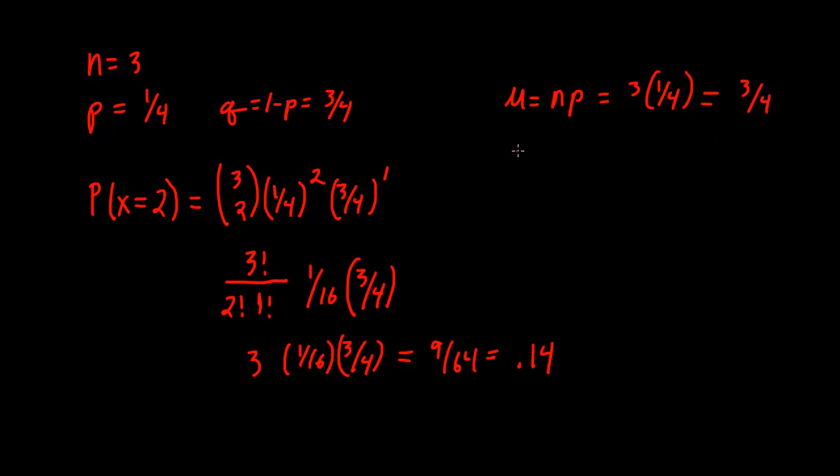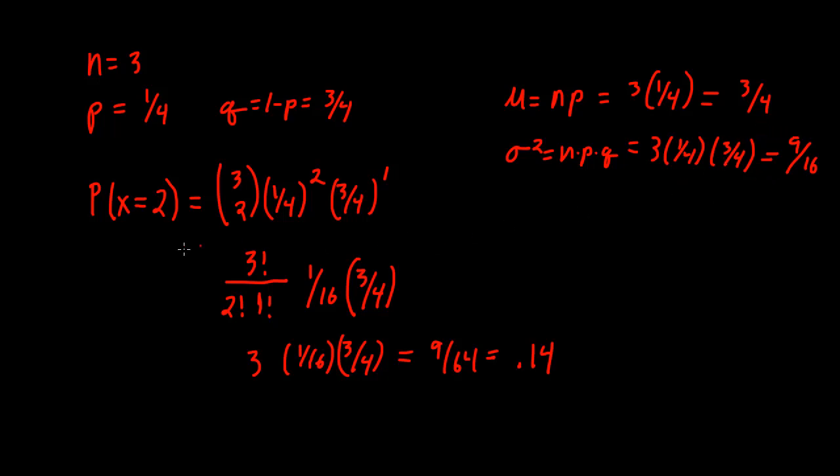Let's also quickly calculate the variance for that. So we have sigma squared is just equal to n times p times q, which is 3 times 1 over 4 times 3 over 4, which is just going to be equal to 3 times 3 on the top over 4 times 4 on the bottom, so 9 over 16. So our variance for our binomial distribution is 9/16 with a mean of 3/4.